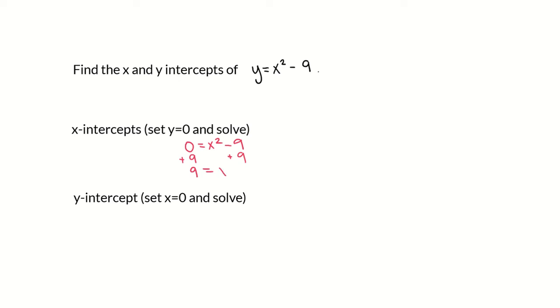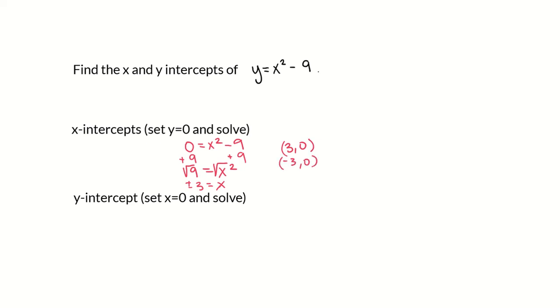Add 9 and get 9 equals x squared. Take the square root of each side, and we get that x is equal to plus or minus 3. So the x-intercepts would be (3, 0) and (-3, 0).